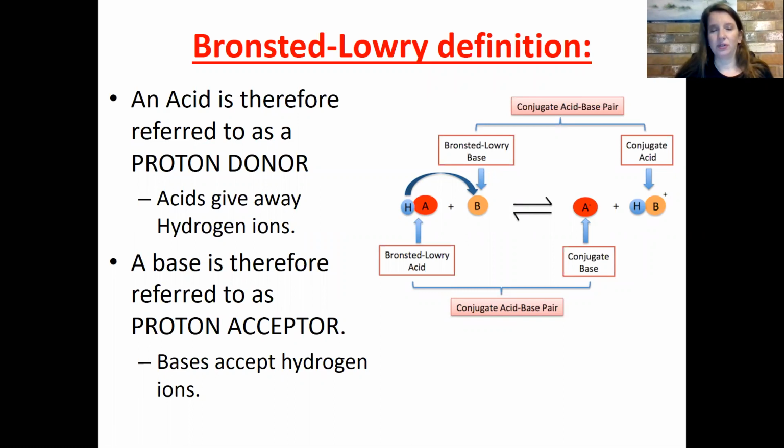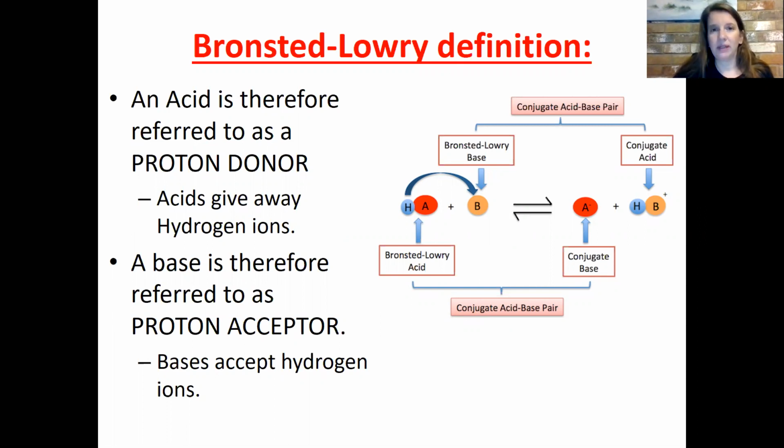Acids are proton donors. We say proton because H plus, the positive sign, means it lost an electron. Essentially, a hydrogen that has lost an electron is just a hydrogen positive proton because it has just 1 proton left. So acids are proton donors. They give away a hydrogen. Bases are proton acceptors because they're going to accept the hydrogen.